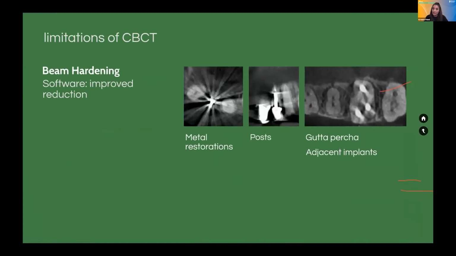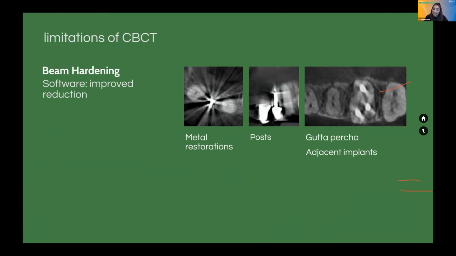So moving on now, that brings us nicely to the limitations of cone beam CT. And the first is beam hardening. So when we take a cone beam CT and there are metal restorations or posts or gutta percha implants that are close to the site, we get this sort of star beam hardening appearance, and it really does obscure the vision that we're able to see.